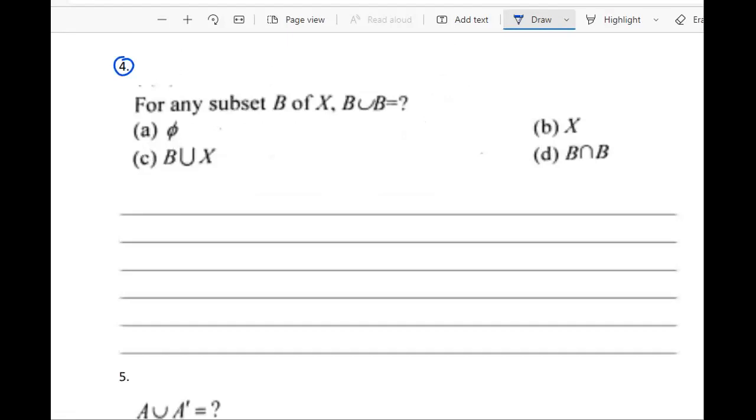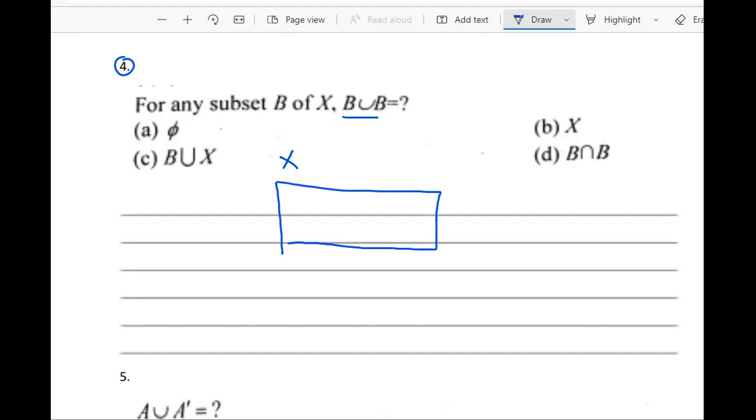For any subset B of X, B union B is. Now, what do we understand? B is a subset of X, and X is the universal set. If I talk about B union B, what am I going to get? Think about it. X?